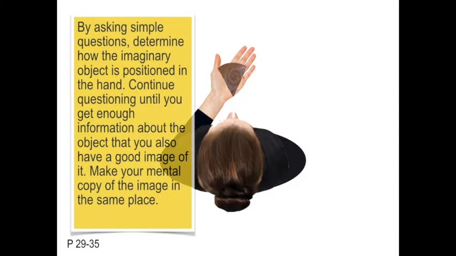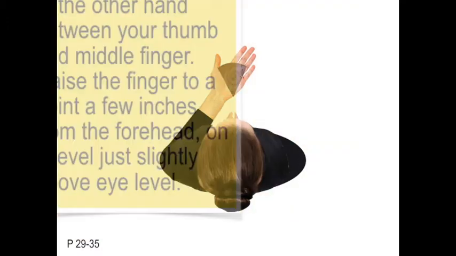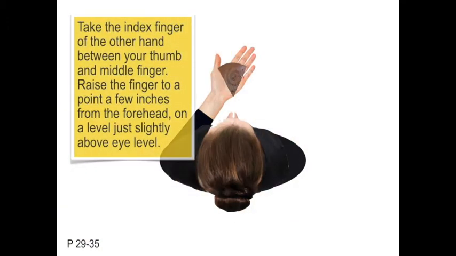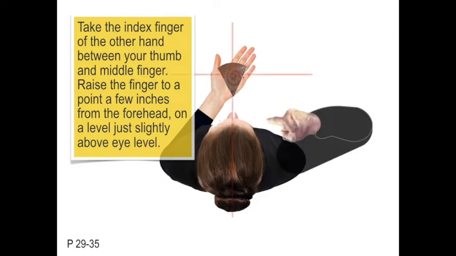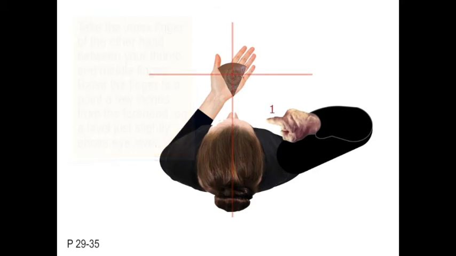By asking simple questions, determine how the imaginary object is positioned in the hand. Continue questioning until you get enough information about the object that you also have a good image of it. Make your mental copy of the image in the same place. Take the index finger of the other hand between your thumb and middle finger. Raise the finger to a point a few inches from the forehead on a level just slightly above eye level.